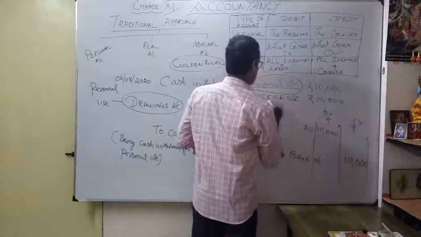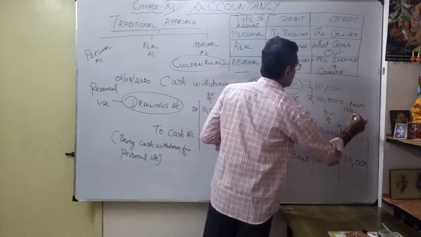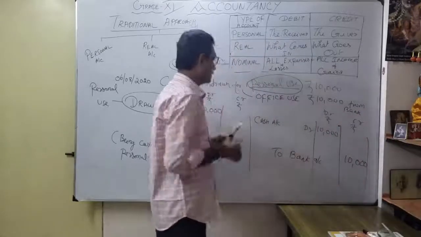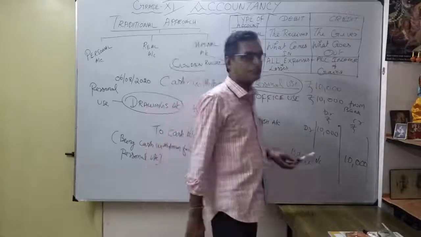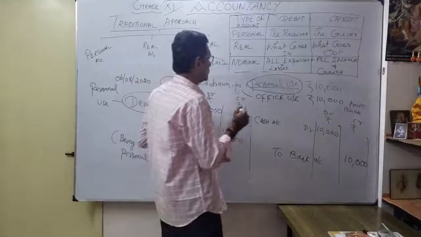That's very important: for office use from bank, you can put that word. That's why you can write it, because you can't write cash account to cash account, correct? So withdraw money from bank. The word is very important, office use.